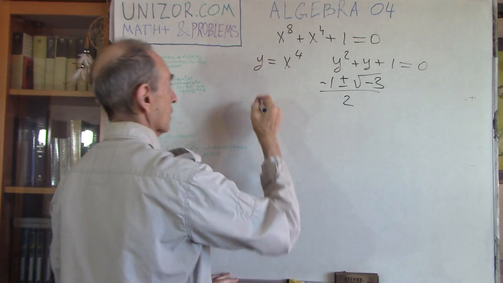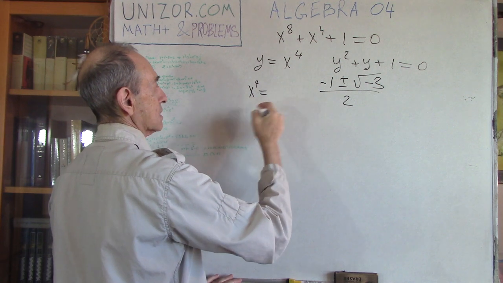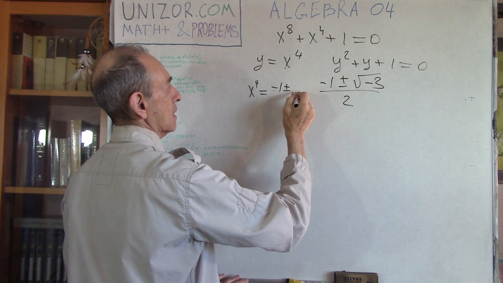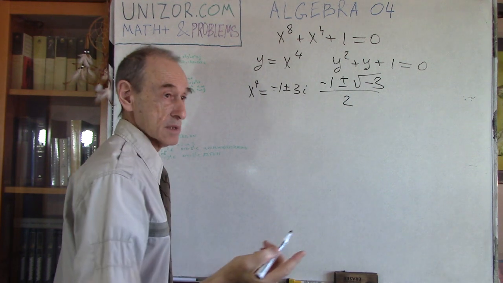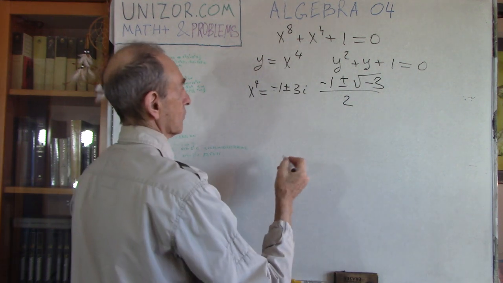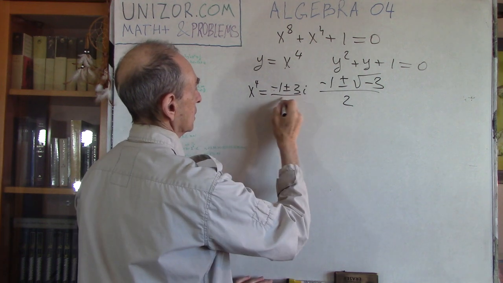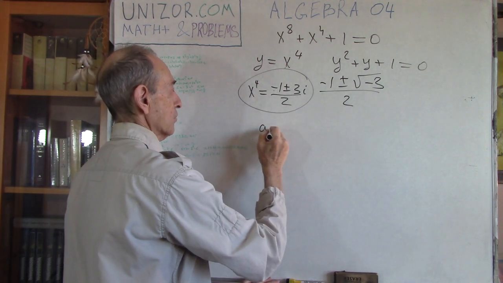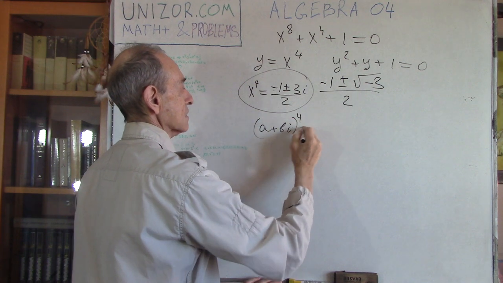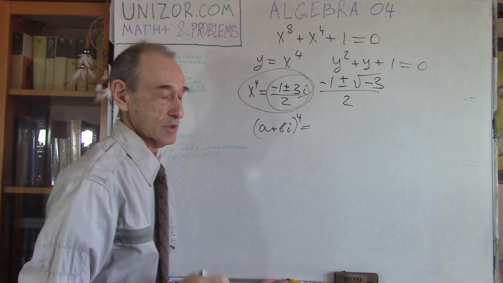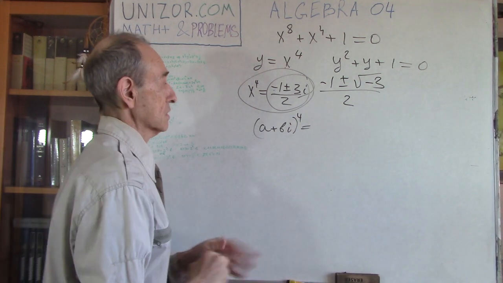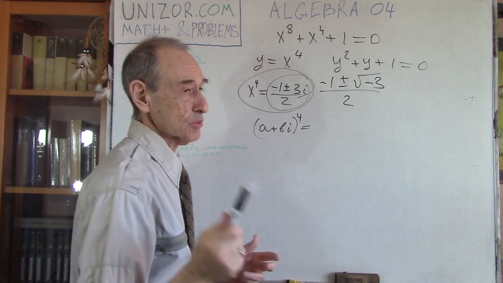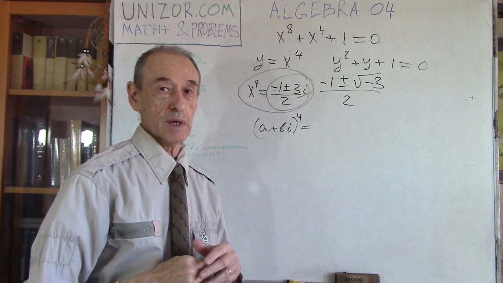After that, you have to solve two different equations. So it's minus 1 plus minus the square root of 3 times i, where i is the square root of minus 1, the imaginary unit, divided by 2. So you have to find a plus bi, which in the fourth power is equal to this particular number. Not easy, definitely not easy, but doable, obviously. I might actually go through all these calculations in the textual representation of this problem.